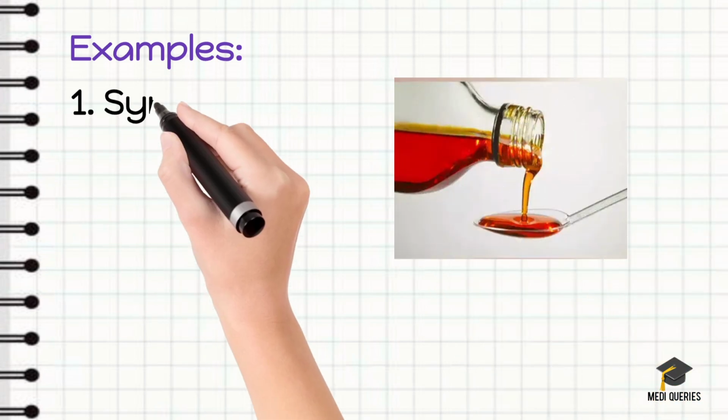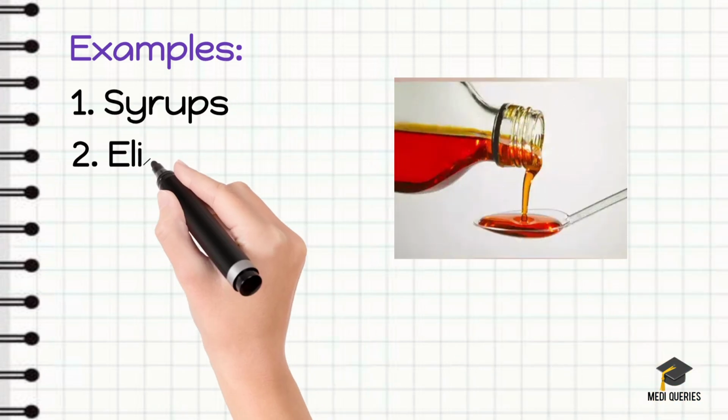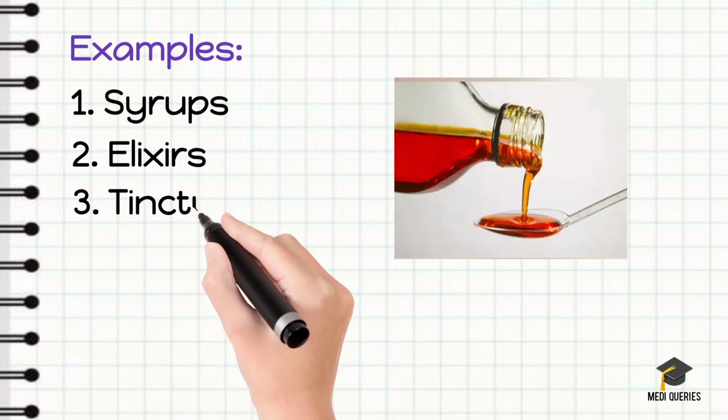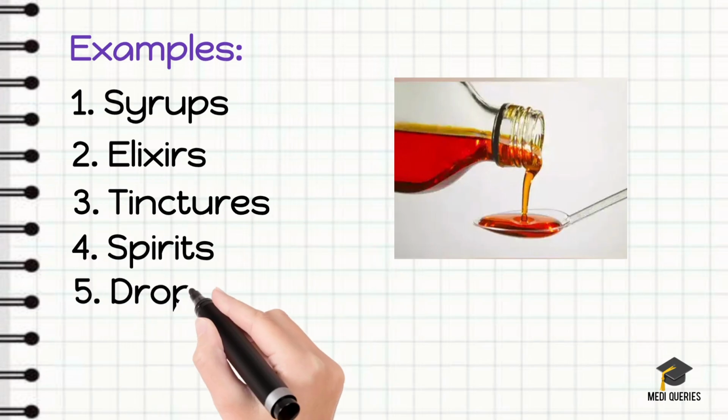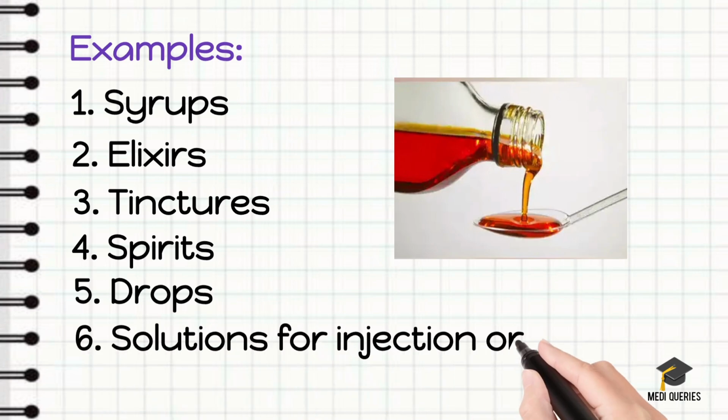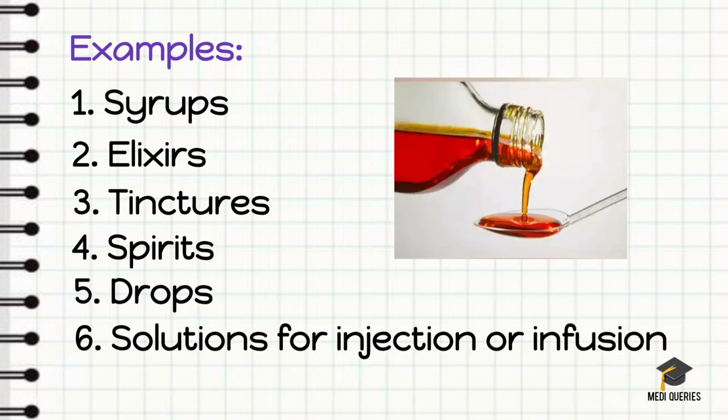So what are syrups? These are sweet, aqueous solutions. Example: paracetamol syrup, which is mainly used for children. And the next one is elixirs. These are clear, sweetened hydroalcoholic solutions. Example: diphenhydramine elixir. And tinctures are another example of these monophasic liquids.